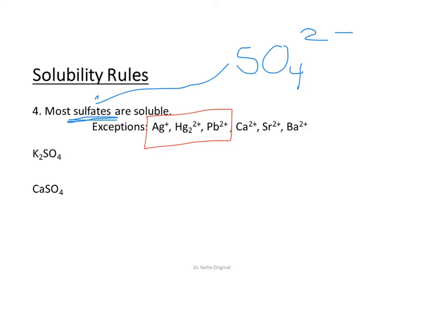I know you have a periodic chart in front of you because you wouldn't dream of sitting down for a chemistry lecture without one. But if you look on your periodic chart, group 2A, what do you see? You see calcium, strontium, and barium.